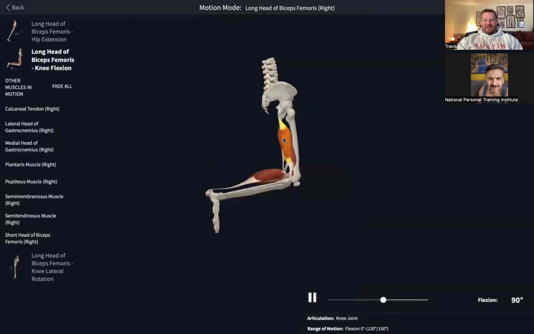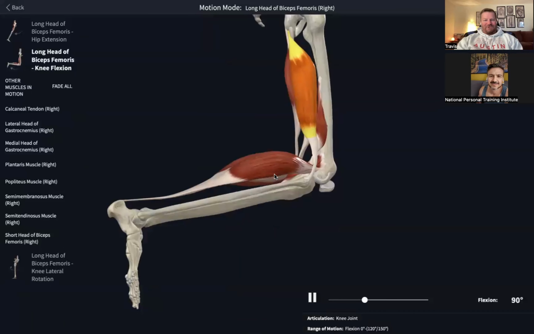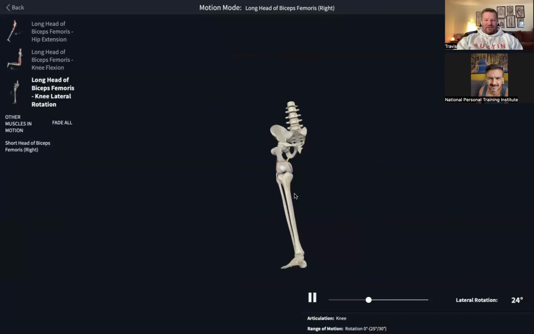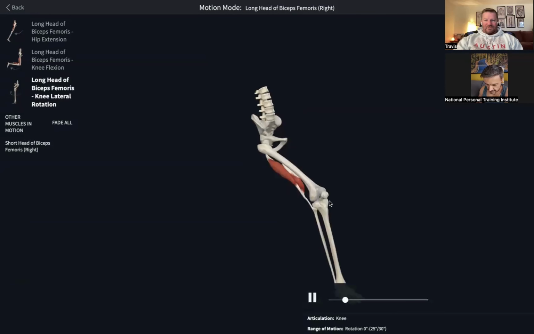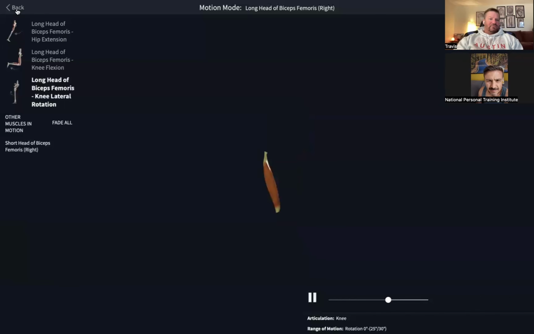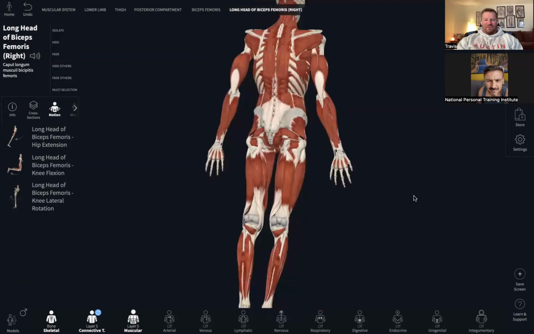Okay. Knee flexion. How do we say that one? Esa es la flexión de la rodilla. Flexión de la rodilla. Look at that. Natural. And external rotation of the knee, or lateral rotation, as we can see right here. This little fella. Okay. So that's the bicep femoris. That's the muscle of the week that we'll go over to start off with.